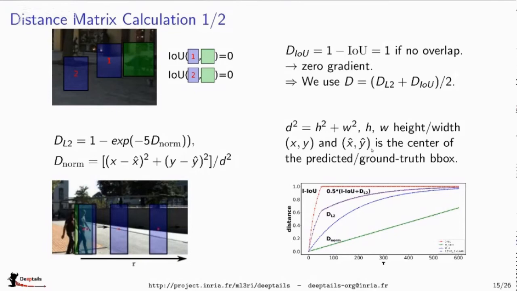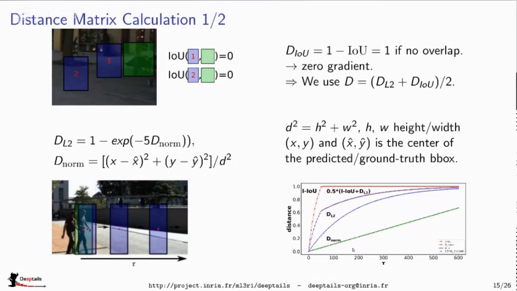And the normalized L2 loss is calculated by dividing the L2 distance by the square of image height and image width. But using this normalized L2 loss, there's a problem: the normalized L2 loss will be smaller than the 1 minus IOU distance. As we can see in this plot, the red one is 1 minus IOU, and the green one is the normalized center point L2 distance.